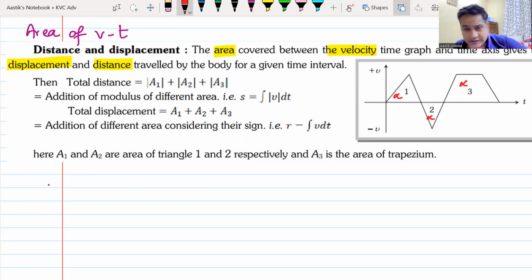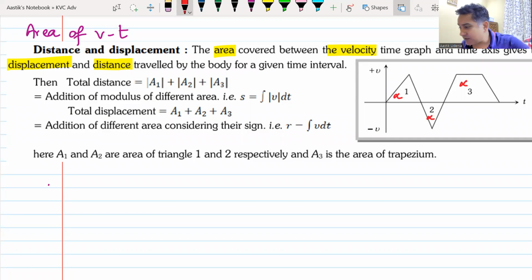You can easily find the area. You will have geometrical figures: triangle, half base into height; rectangle, length into breadth. If you have a trapezium, you can use the area of the trapezium, half into sum of parallel sides into the distance between the parallel sides, or you can break that trapezium into a triangle and a rectangle, and then you can find out the area. Do we understand this? Yes or no?